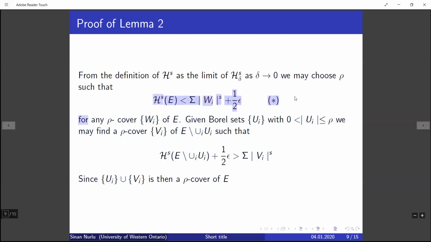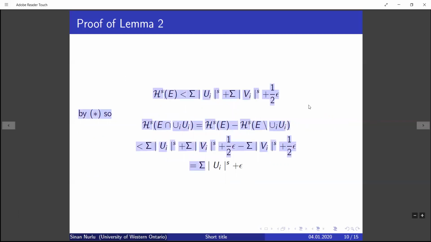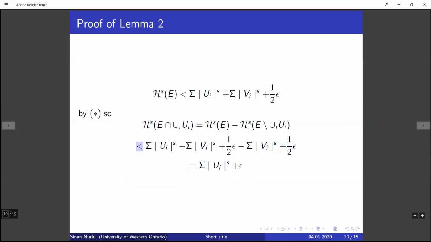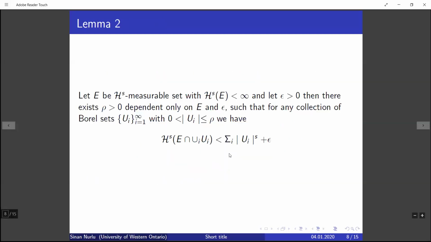Then we're going to use this property. Because the collection of U_i and V_i is a cover for E, then we have exactly this. But then we can write the measure of E intersected with the union of U_i like this, because this is a Hausdorff measure, and they all have finite measure. Then this is smaller than this. We're just plugging in this inequality here, and this inequality here, into here and here respectively. But then adding these up, we have the required inequality. This guy is larger than here, which is the statement of our lemma.